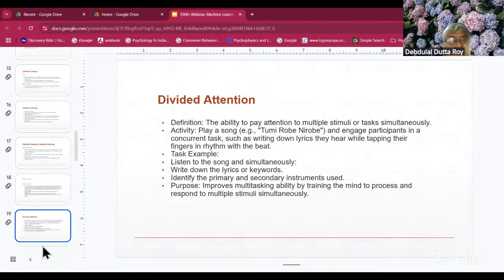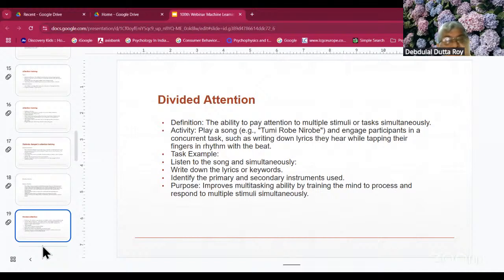Even the person who has no such attention problem can still practice. Divided attention: the ability to pay attention to multiple stimuli or tasks simultaneously. Activity: play a song, for example, Tumi Robe Nirobe, and engage participants in a concurrent task, such as writing down lyrics they hear while tapping their fingers in rhythm with the beat.